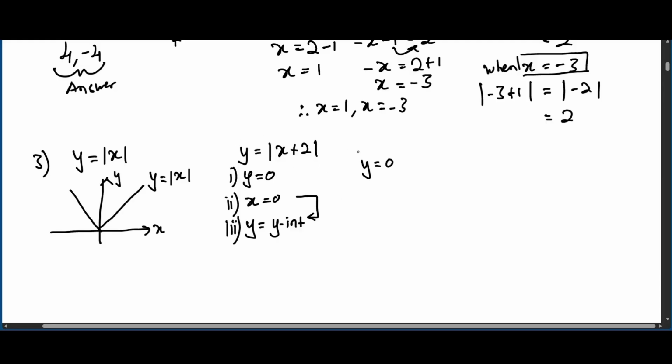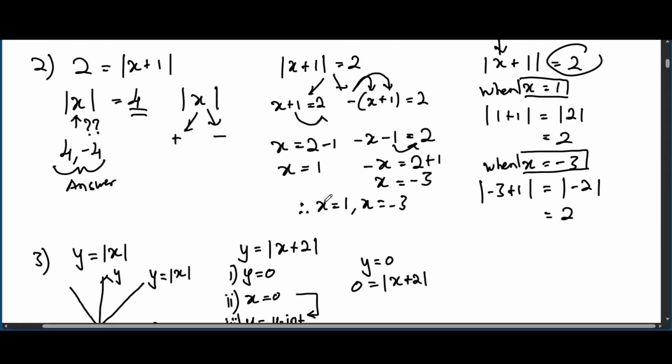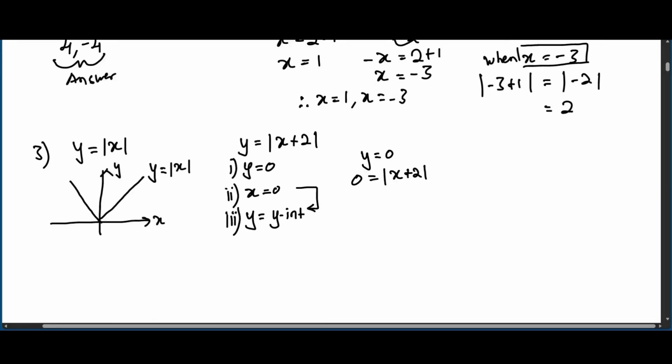So first step, y equals 0. So use our equation here, set y as 0. So 0 equals absolute value x plus 2. So in this case, from the previous example, you need to solve for x. You know you need to split it into two possibilities, positive and negative. So positive side, I'll get x plus 2 equal to 0. Negative side, I will get negative x plus 2 equals 0. All right. So from here, I will know that x equals -2, and negative x minus 2 equals 0, x will ultimately be equal to -2 as well.